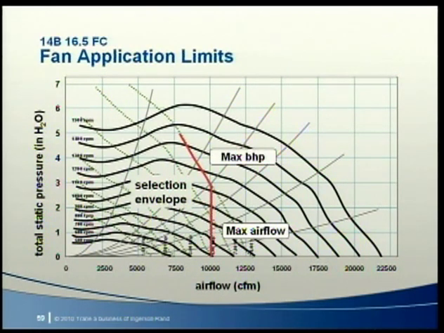Second, don't exceed maximum brake horsepower for the fan. If you do, the motor will probably trip out on overload. Third, don't exceed the maximum static pressure. Excessive negative pressure upstream or positive pressure downstream might cause air or water leaks and might even damage the unit casing. Fourth, don't exceed maximum fan speed. Rotating machines have mechanical limitations.